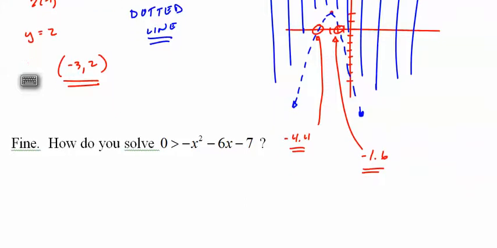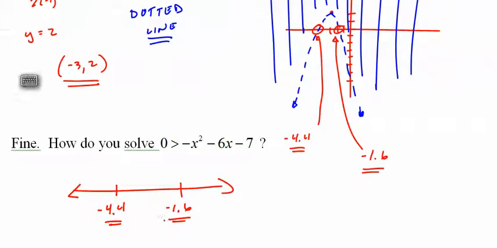So this is often put on a number line where you find your two zeros and you say here's one at negative 4.4, here's one at negative 1.6, and then you test all three places to see which ones work. So when x is negative 2, it should not work if my graph is correct. Negative 2 squared is 4, so let's do this and see if it's less than 0.